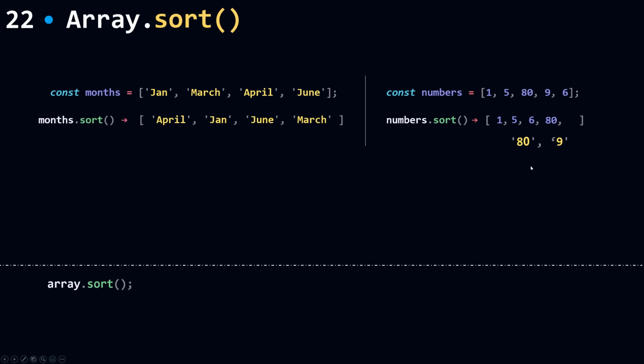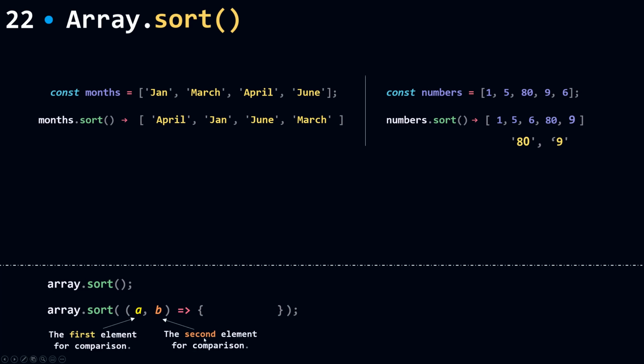So 80 comes before 9. Well, to fix this, you need to use a compare function, a function that you need to pass as an argument to the sort method here. So let's talk about the function here. The function takes in as parameters a and b, where a is the first element for comparison and b is the second. So for example here, a is going to be 1 and then b is going to be 5, etc. And then here some calculations determine whether a comes before b or b comes before a.